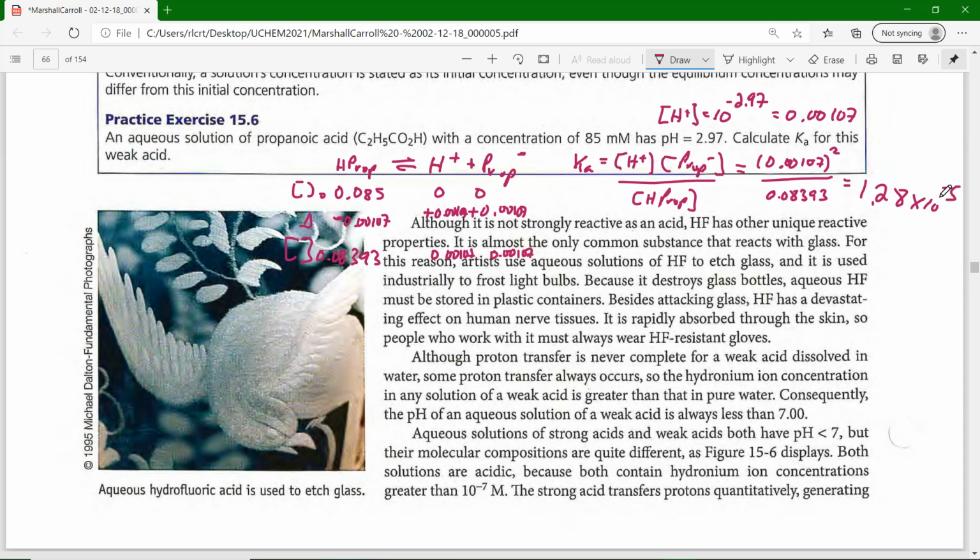Okay, let's check if that's right. Practice exercise 15.6: 1.4 by 10 to the minus 5, or 1.3 by 10 to the minus 5. Okay, so they're rounding their sig figs. It's a bit different than what I got, but it is close enough. The pHs of weak acids are still less than 7, right?